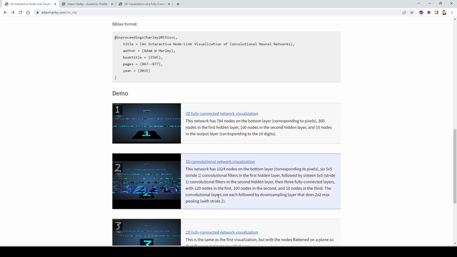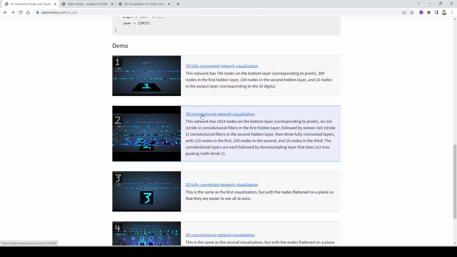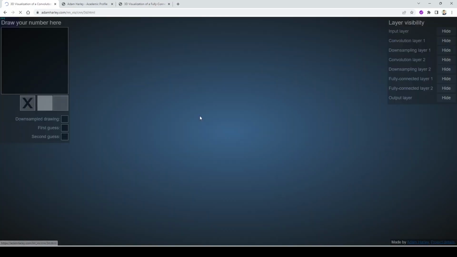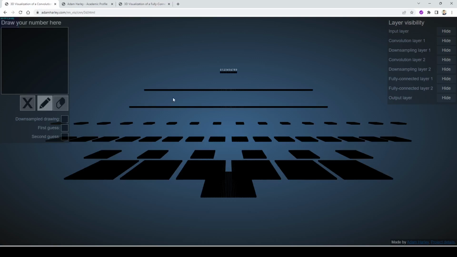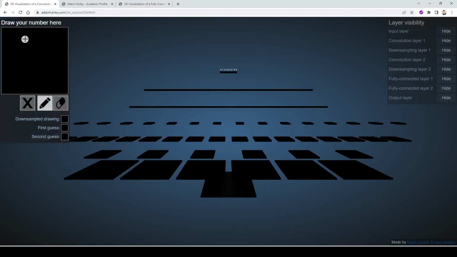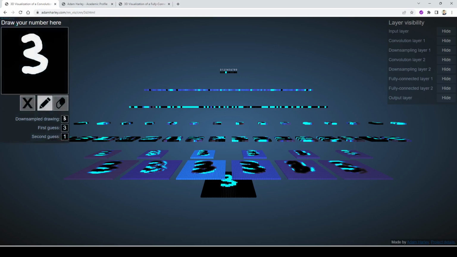Let's look into the convolutional version, the CNN version. So let's click on it. In this example, we can switch them on and off, by the way. But let's say we have two convolutional layers, two fully connected layers, and two pooling layers, right? So let's go ahead and write down number 3 that the previous one was not able to capture. Okay, this one got it, right? So the CNN perfectly captured our number 3.